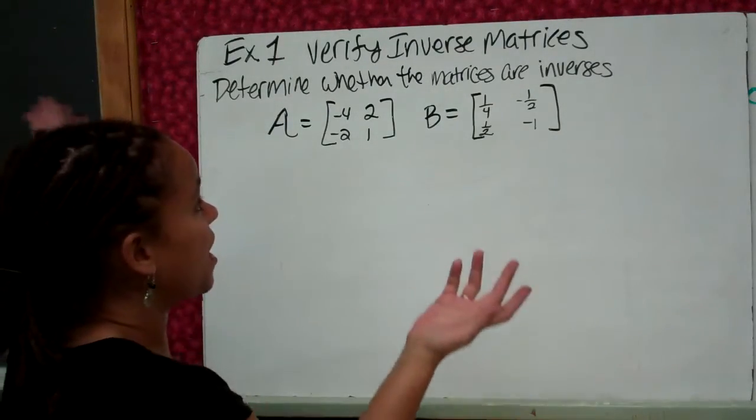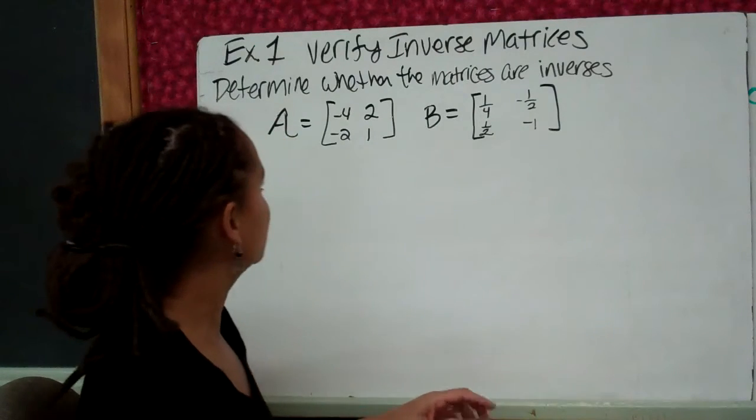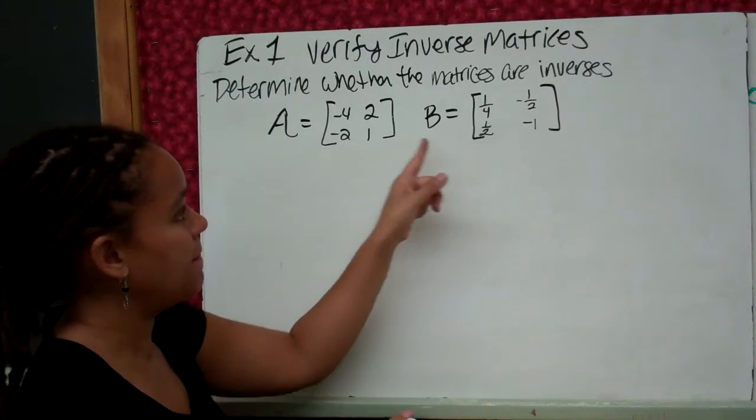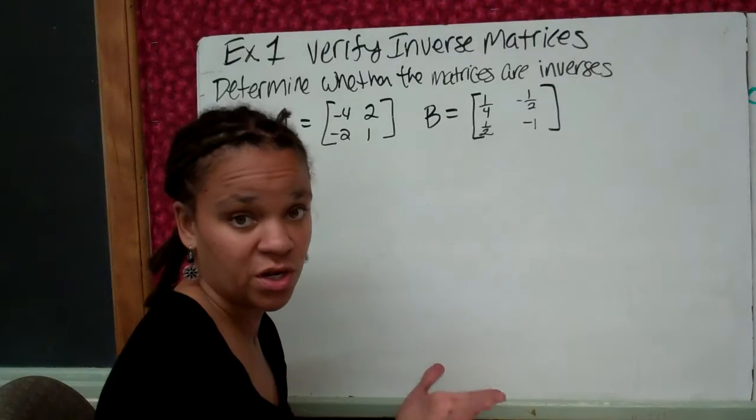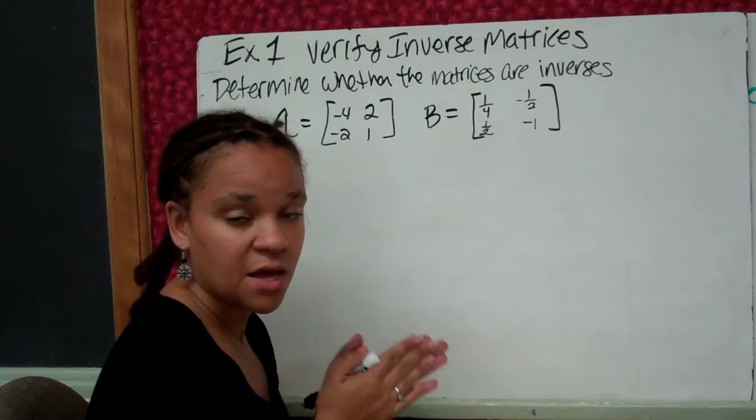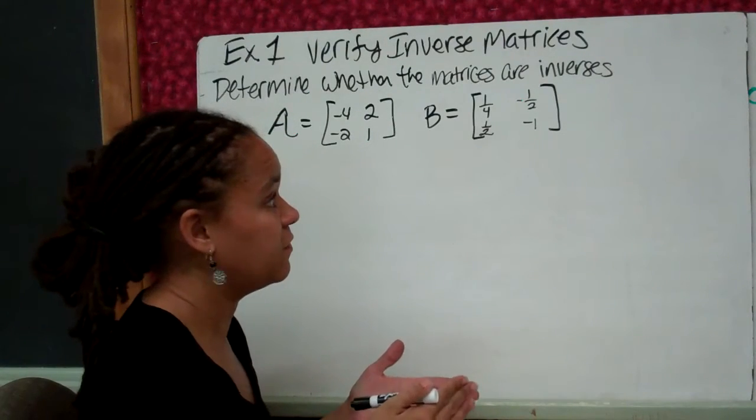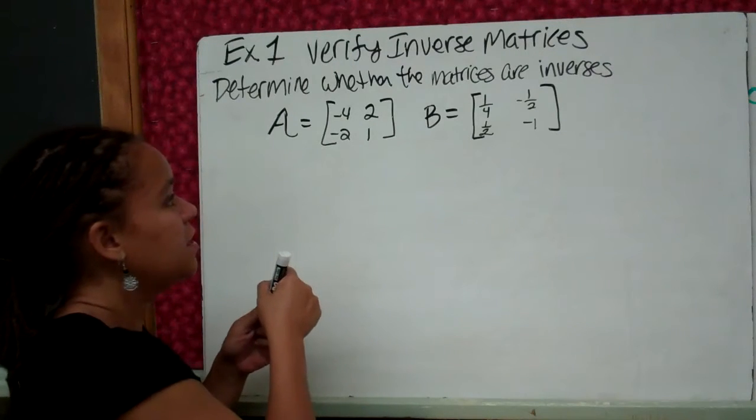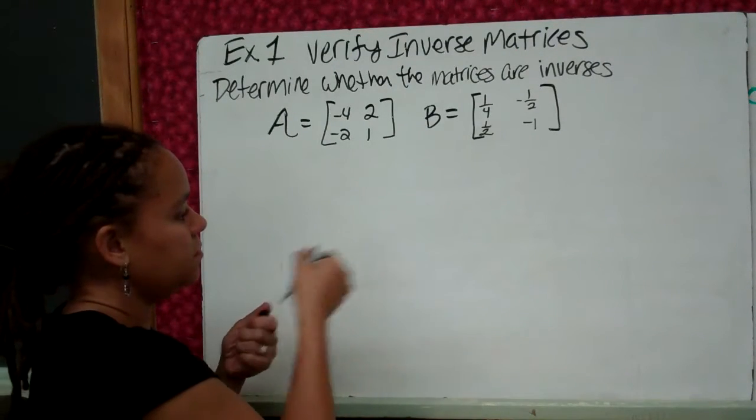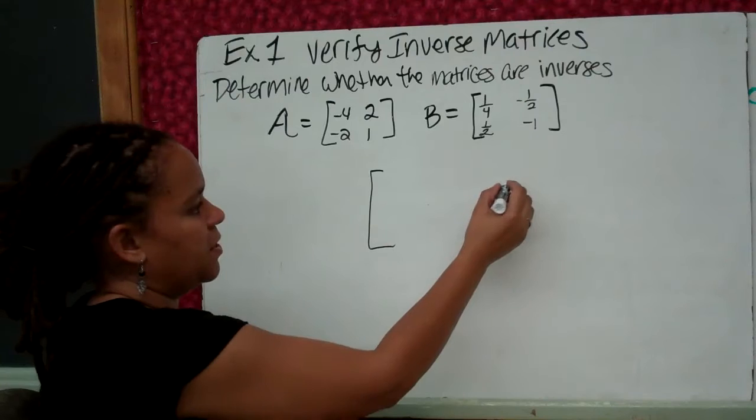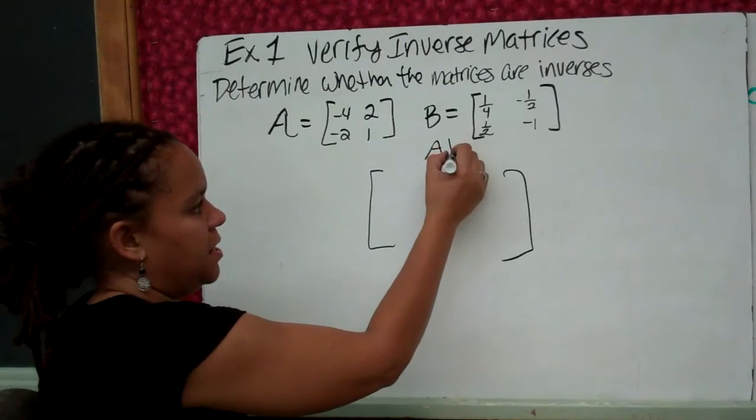All right, let's verify inverse matrices. Let's determine whether A and B are inverses. From the definition, if we multiply these, then we should be able to tell if they're inverses, if they come out as the identity. So if I take this, this is my new AB.